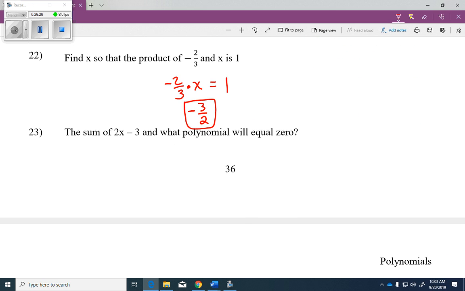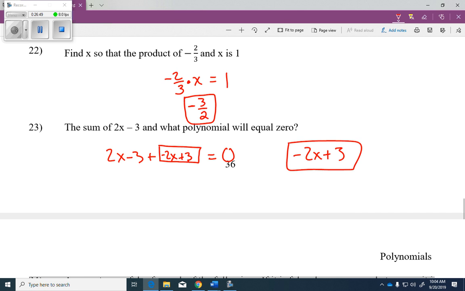The sum of 2x minus 3 and what polynomial will equal 0? So I have to combine like terms so that I get a 0. Well, don't you agree? I'd have to have a minus 2x in here, and I'd have to have a plus 3 here. So the polynomial is negative 2x plus 3. It's the only way it can add to be 0.